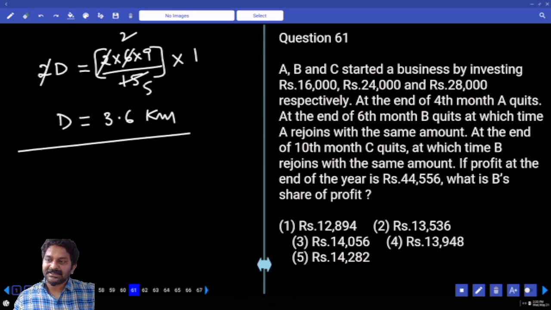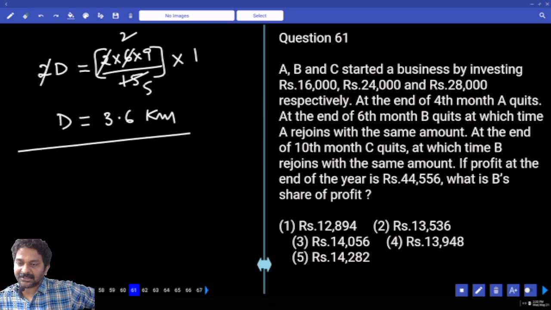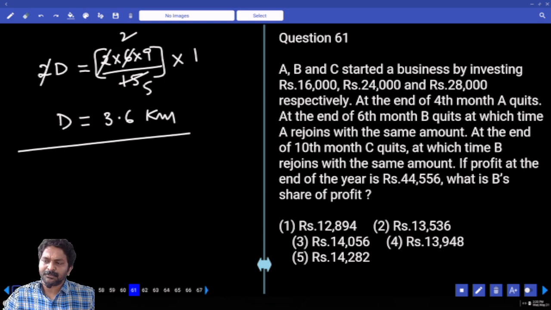A, B, C started a business by investing 16, 24, 28,000 respectively. At the end of the 4th month, A quits. At the end of the 6th month, B quits, at which time A rejoins with the same amount. At the end of the 10th month, C quits, at which time B rejoins with the same amount. If the profit at the end of the year is mentioned, the question is about B's share in the profit.